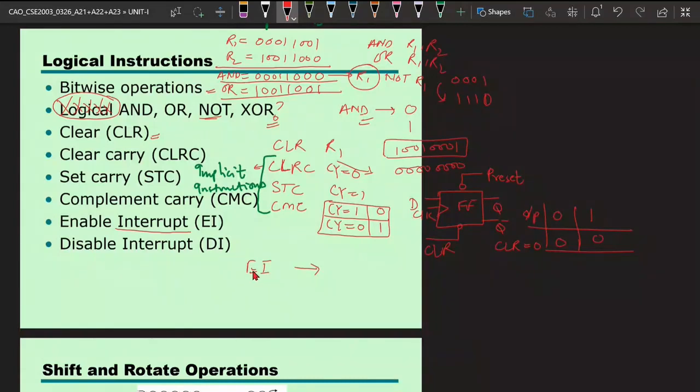So there is an EI instruction. It is also an implicit type of instruction. It does not require any input or operand to operate. So once it is activated, it is going to enable the interrupt.